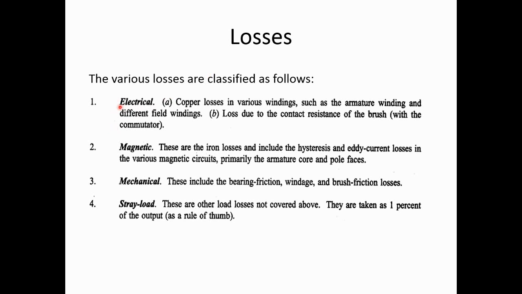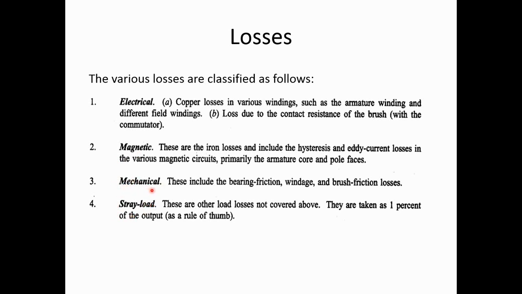For example, electrical losses: they'll have copper losses, which are due to the currents conducted in the circuits, in the coils. They can also have magnetic losses, which are iron losses, hysteresis losses, and eddy current losses. So this is similar to what we have in transformers, but the ones that we don't have in transformers, but have in motors, are these two losses, which are mechanical losses and stray losses.